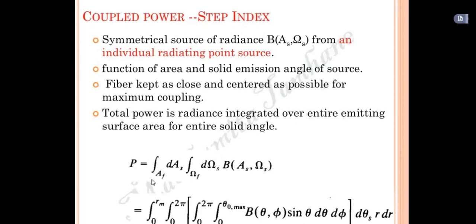So in order to get that, A_F is what? The double integration, because it is an area, and area means double integration. Similarly, this is also another area, double integration. If you want to remove A_S and omega_s, we can write B of theta comma phi, sin theta d theta d phi. This is for the internal part, to get the maximum coupling. To get the maximum coupling, we can apply this integration.